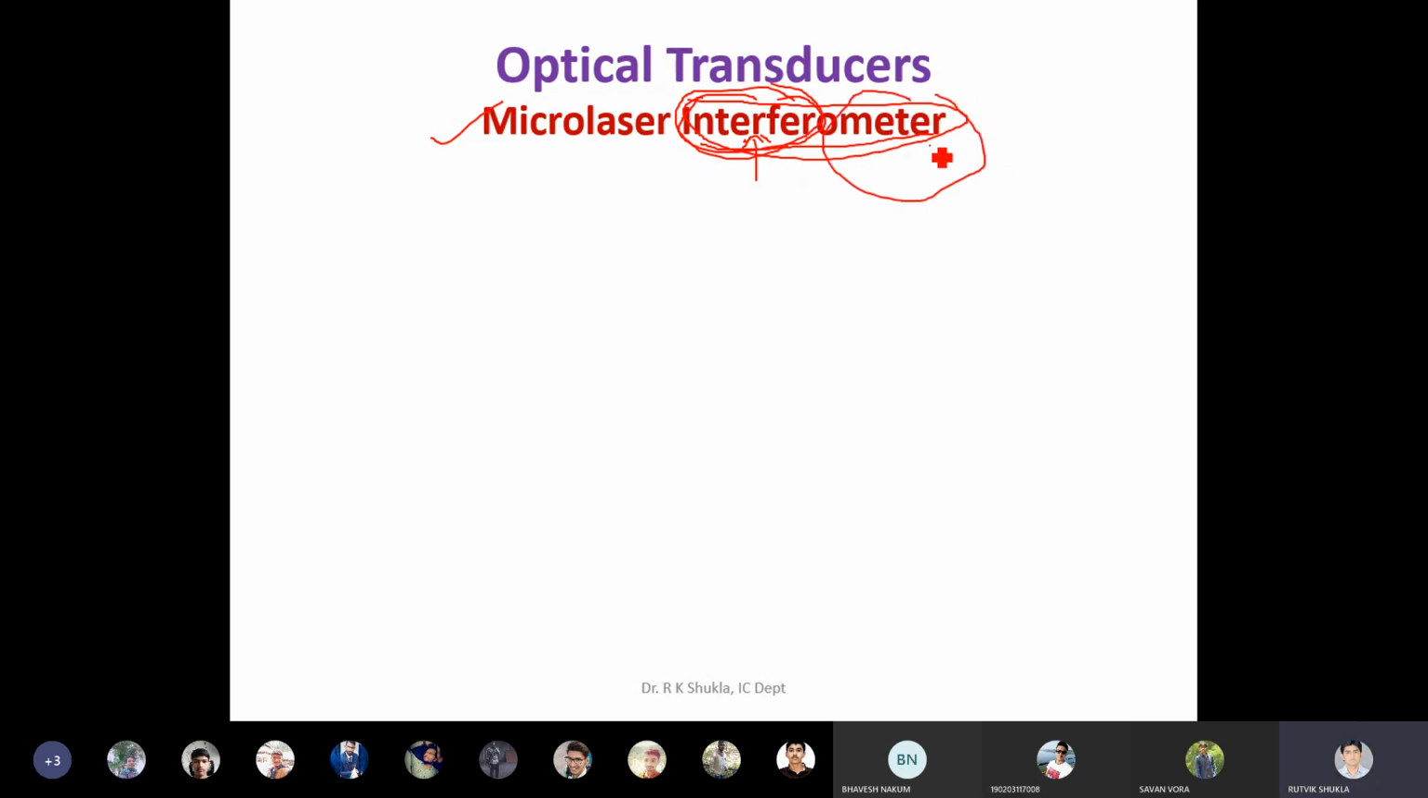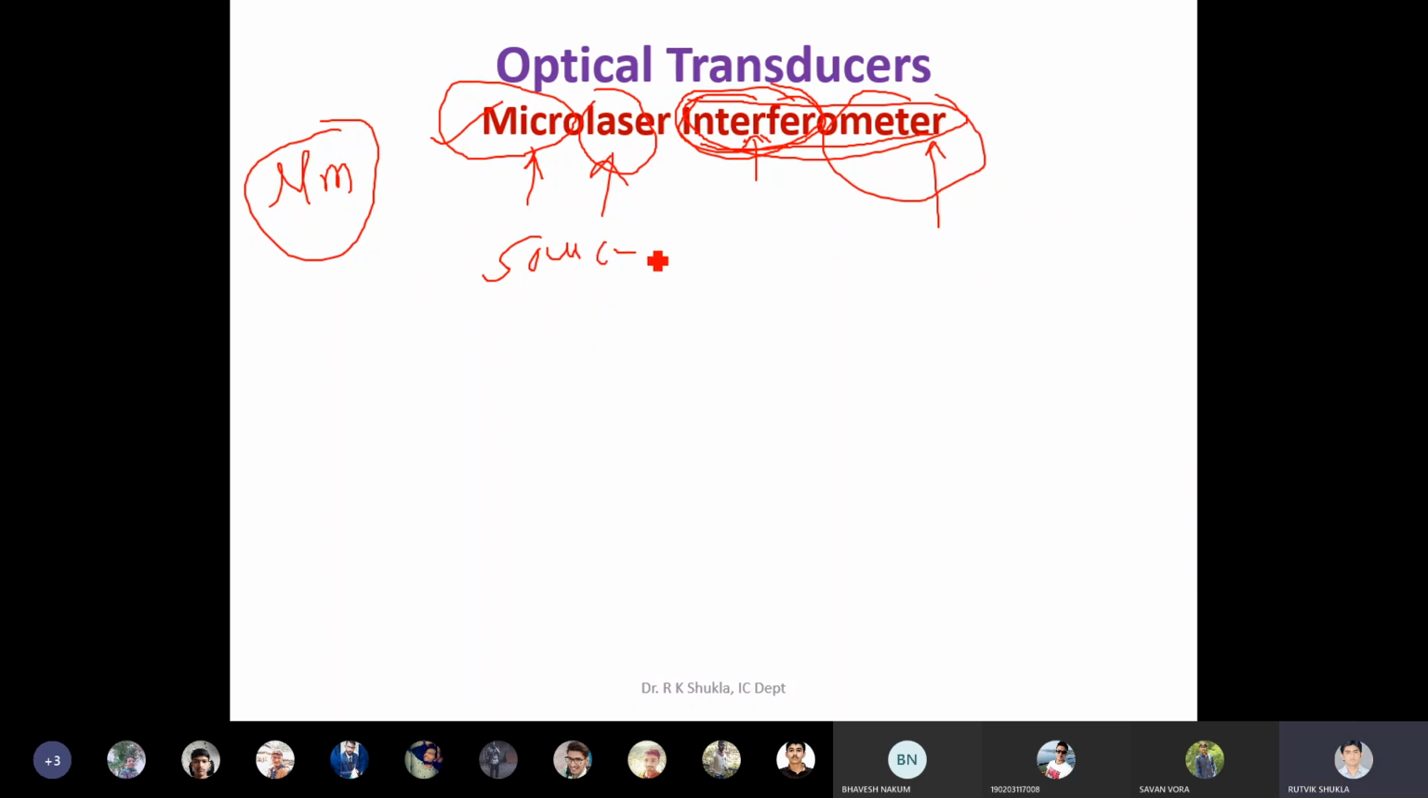So interferometer. The meter means measuring or monitoring. So measuring something with the help of interference. Micro means we are talking about a lesser range in terms of micrometer. આપણે રેન્જ આવી વાત કરીએ છીએ માઇક્રોમીટરની. Laser is a source.